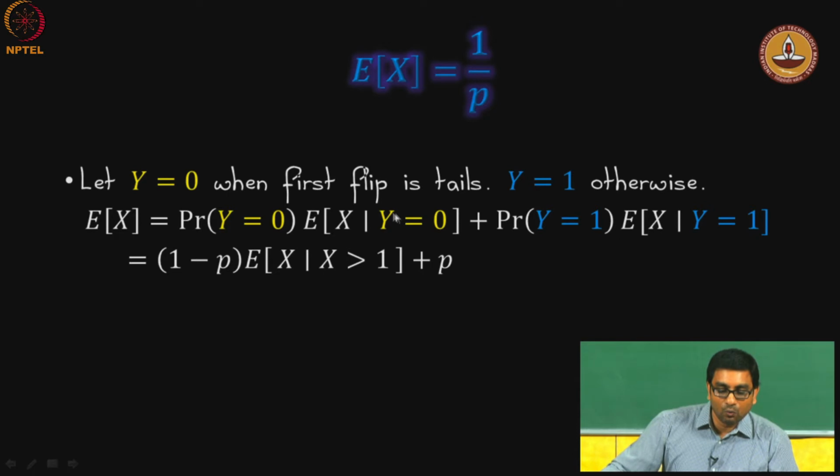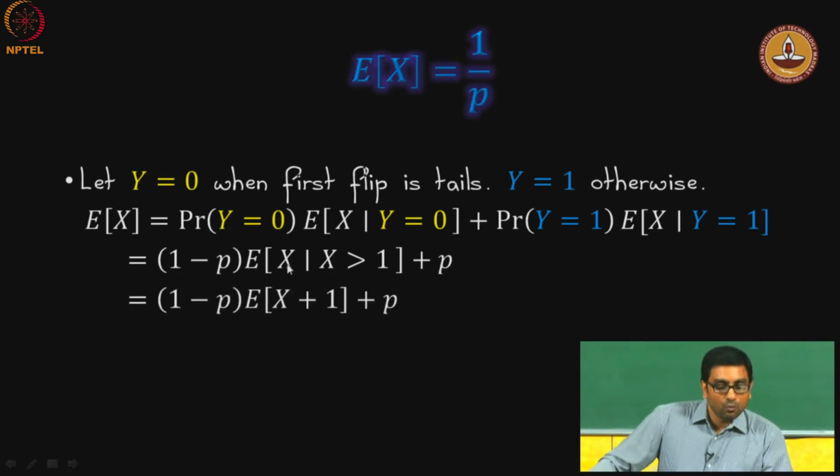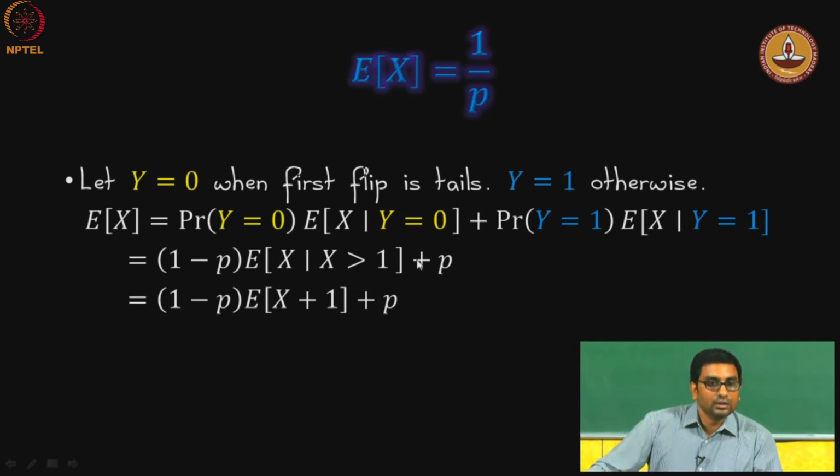Well, when you say y equal to 0, it means that the first flip failed. You cannot have a value of x equal to 1 in this case. So, instead of conditioning on y, we can condition on x being greater than 1, because x equal to 1 is out of the question now. So, what is this expectation of x given x greater than 1?